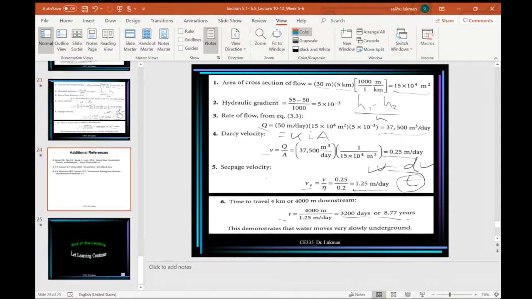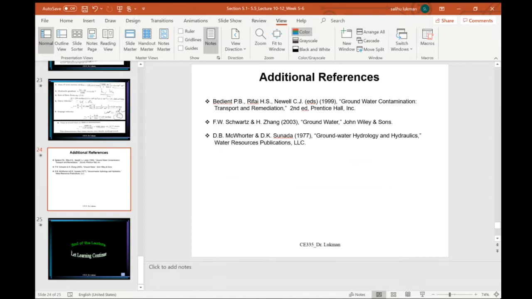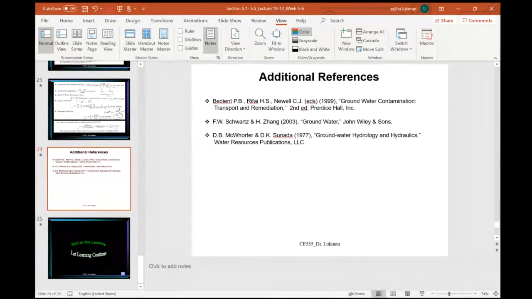And here are some additional readings. Additional references.